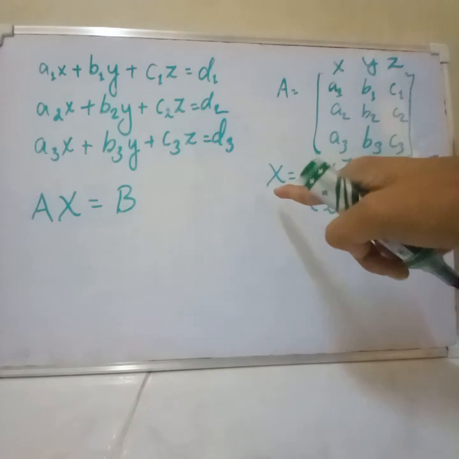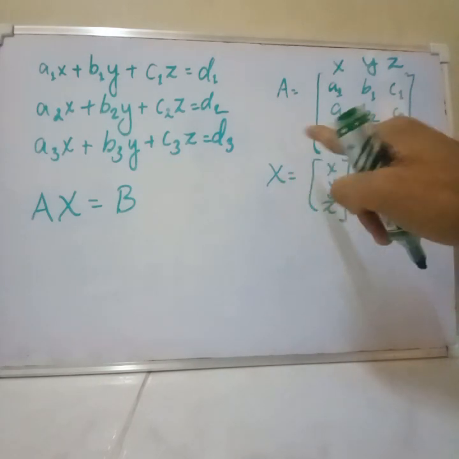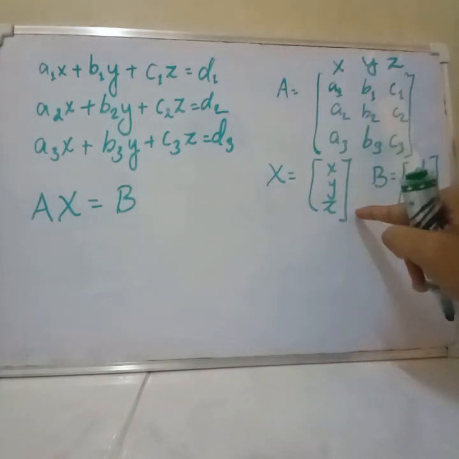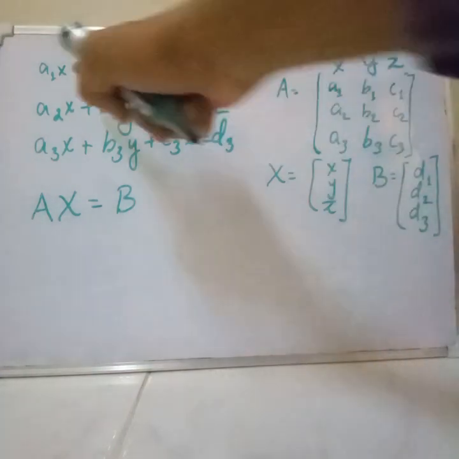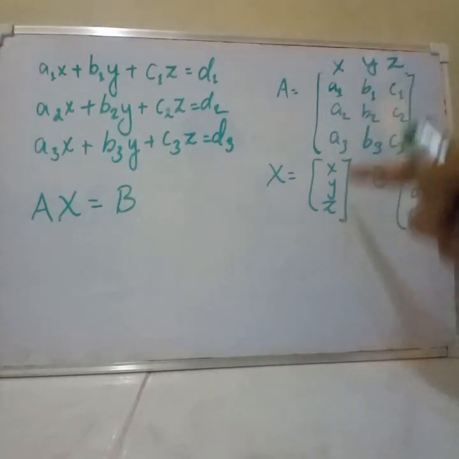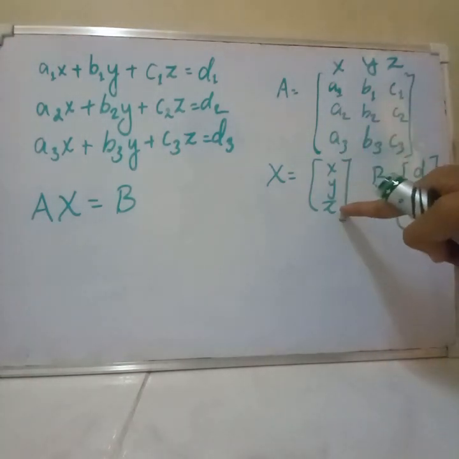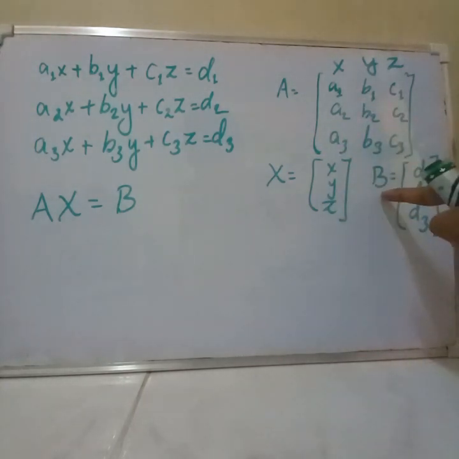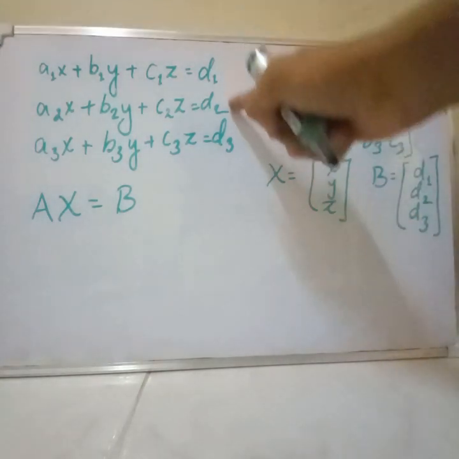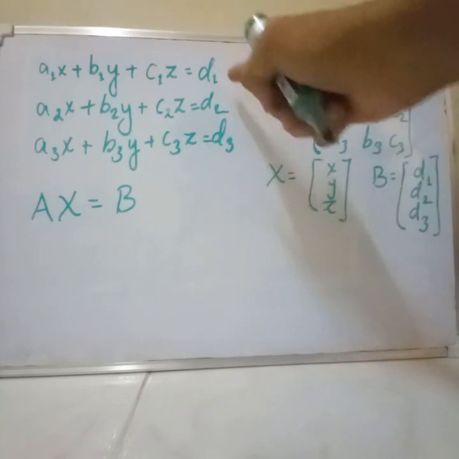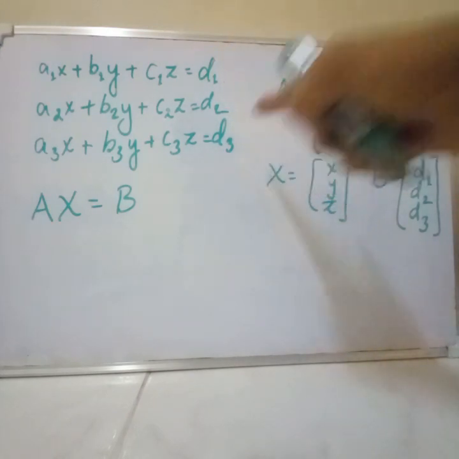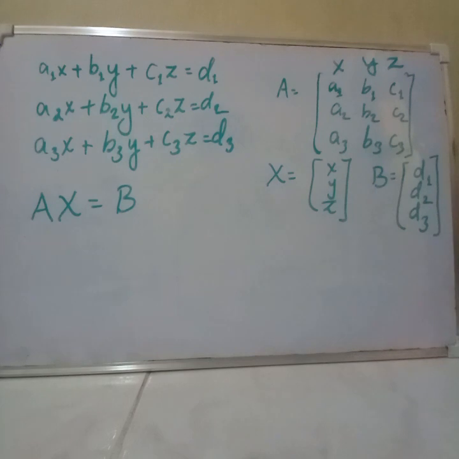Next we have the second matrix X, which includes all the variables. It will be x, y and z. Actually it should be column-wise only. These 2 matrices are column matrices. Then the third one is the B matrix. It has all the answers for the equations, like d1, d2 and d3. So you'll be writing it down.